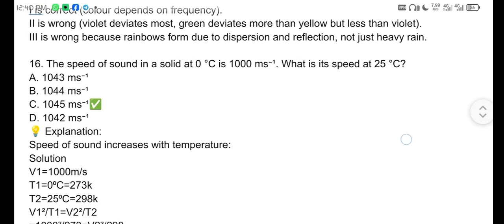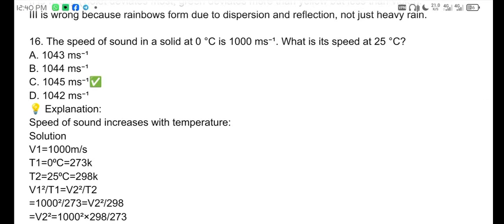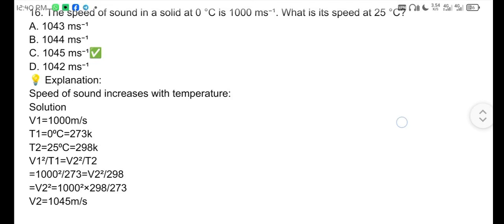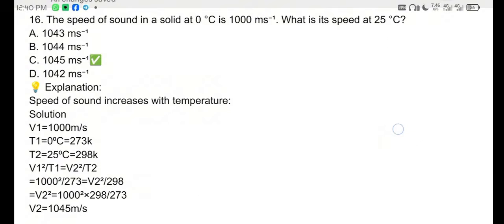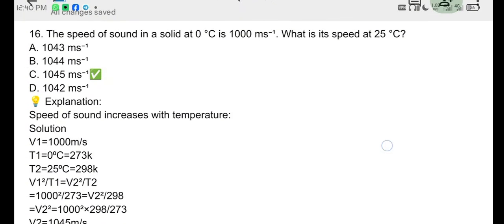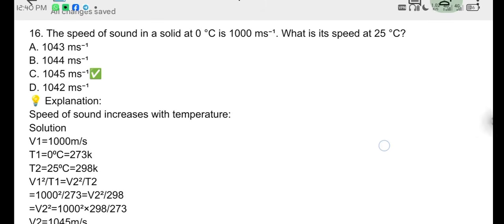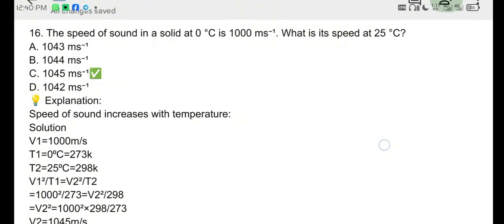So the next question said, the speed of sound in a solid at 0 degrees Celsius is 1000 meters per second. What is the speed at 25 degrees Celsius? All right. So V1 is 1000 meters per second. T1 is 0 degrees Celsius, which we have to convert to Kelvin. Now you all know that 0 degrees Celsius is the same thing as 273 Kelvin. Then 25 degrees Celsius is 298 Kelvin.